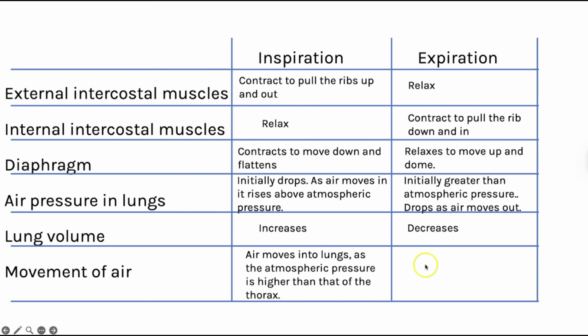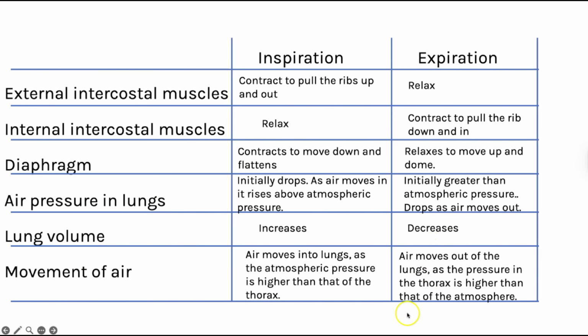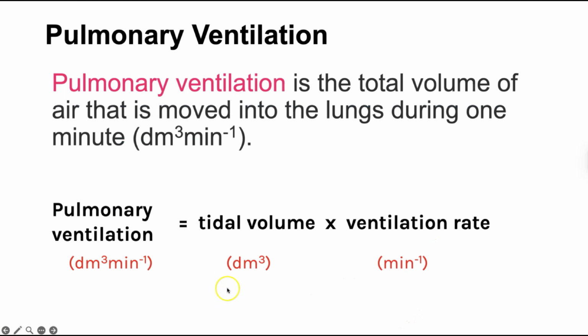And because you've got a higher pressure, that is moving air out. Now, there is a maths equation linked to this, pulmonary ventilation, and that is the total volume of air that is moved into the lungs during 1 minute. So decimetre cubed is our unit for volume, per minute is how we get it as a rate. So you'd need to do the tidal volume times ventilation rate.